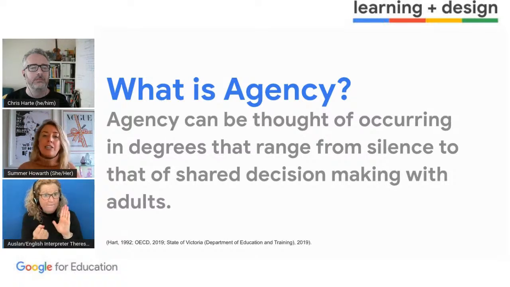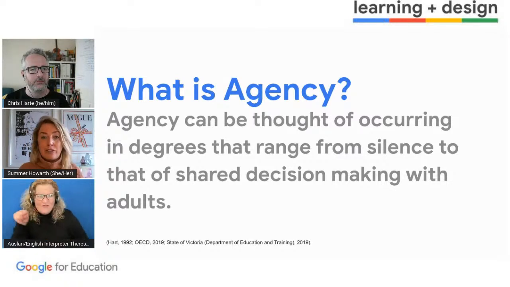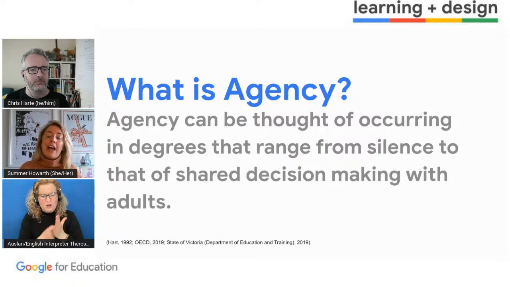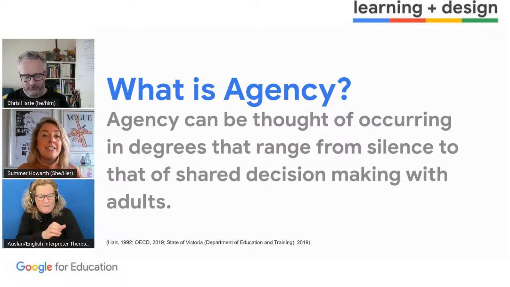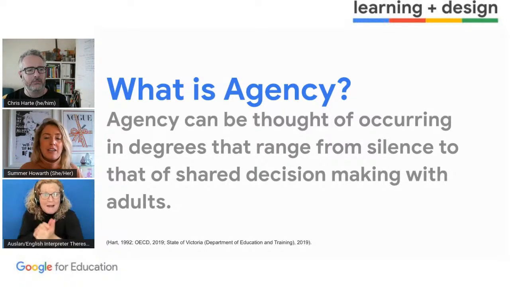So when we think about agency, it's degrees. It's not that agency is or it isn't. It's very much a spectrum here, from silence to shared decision making. We really love Roger Hart's work. We love the work that Vic Government has been putting out there as well, that we are thinking about how we can actually, through an empowerment, activate students to be partners in their learning. We know that that was a Gonski recommendation as well for improving student outcomes.